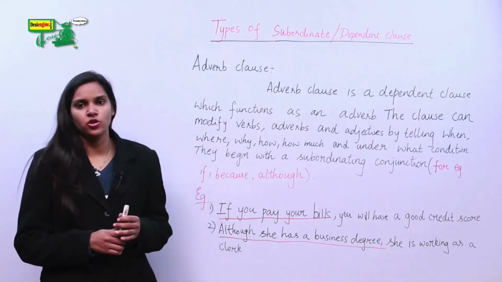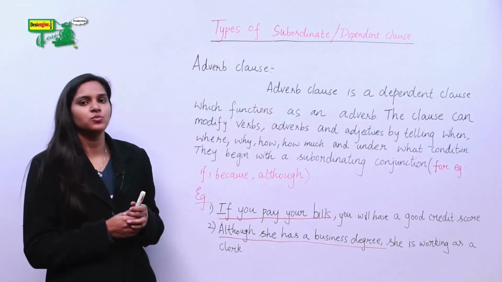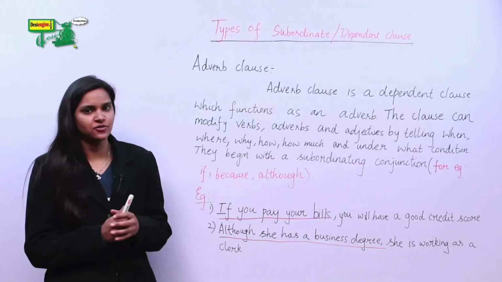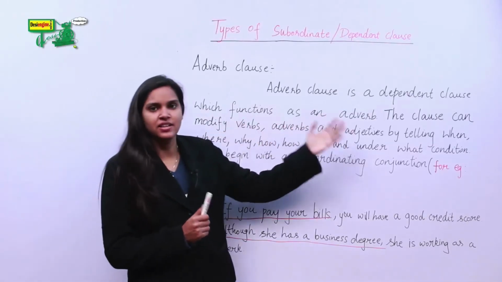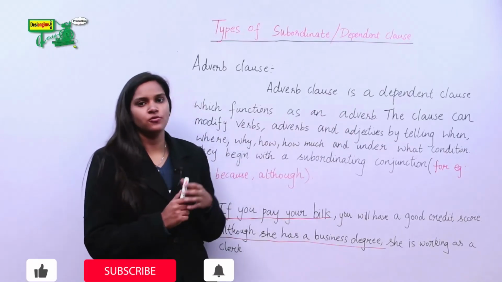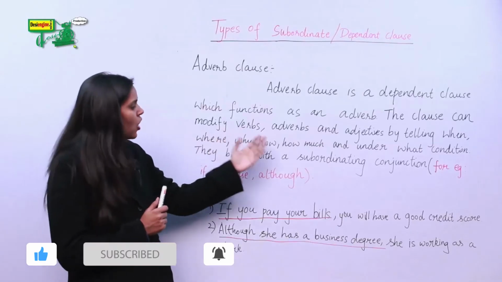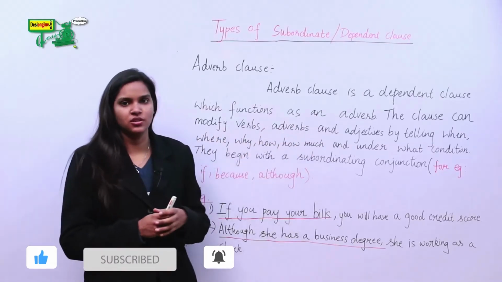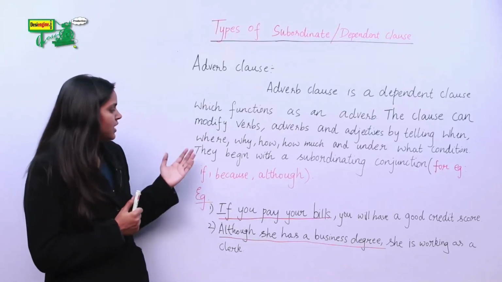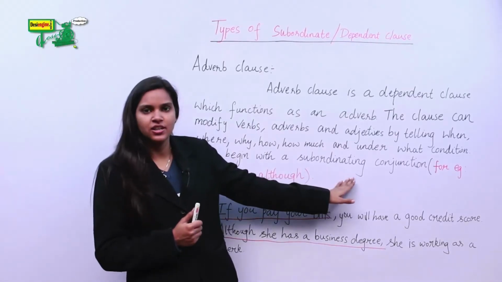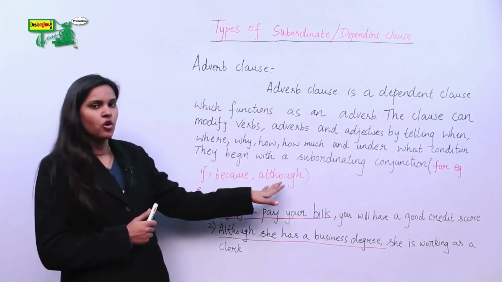Let's do the adverb clause now. Adverb clause is a category of subordinate clause which basically functions as an adverb. The clause can modify verbs, adverbs, and adjectives by telling us additional information about when, where, why, how much, and under what condition the verbs, adverbs, and adjectives are modified. They usually begin with a subordinating conjunction. For example, if, because, although.